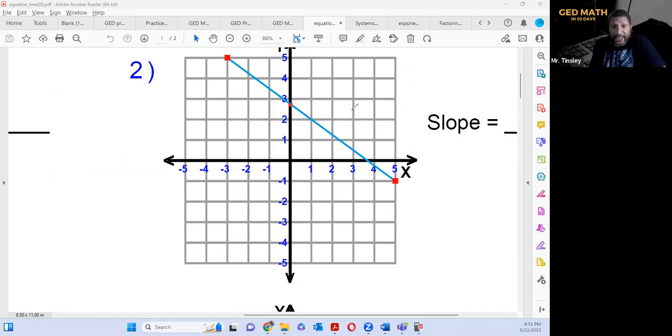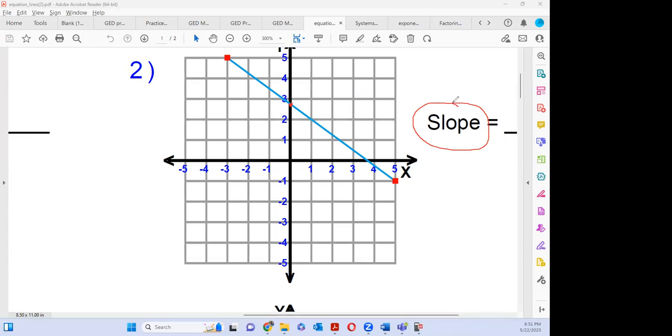Is that 2.8? Is it 2.75? It has to be a whole number. So this is why they're asking just for the slope. But guess what? If I wanted to figure out the y-intercept, I could. Watch this. I'm going to show you.